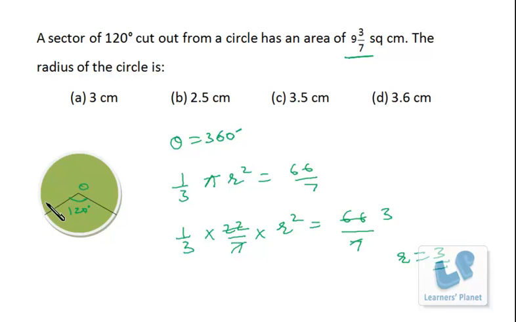You just have to be clear that the area of this sector depends upon the angle. So the area of the sector is determined by theta by 360 into pi r square. Here, in this particular case, theta is 120 degree. I hope you're clear.